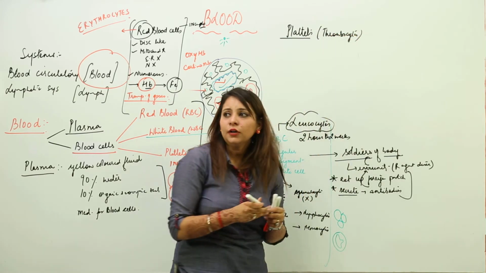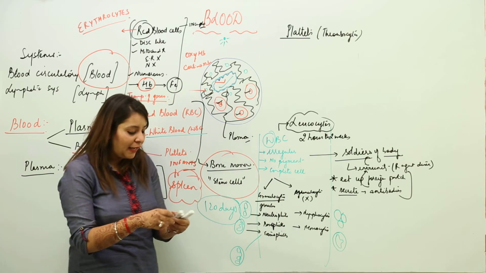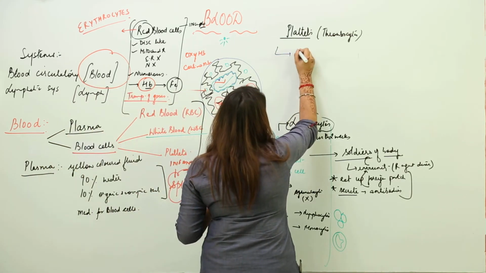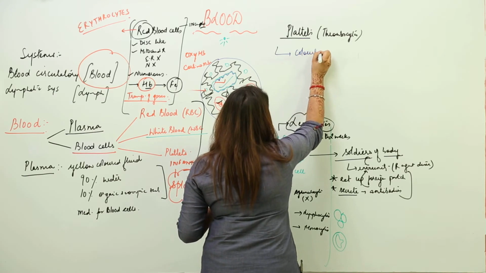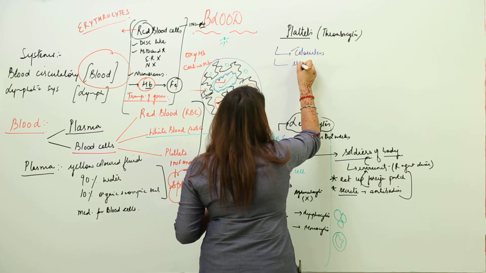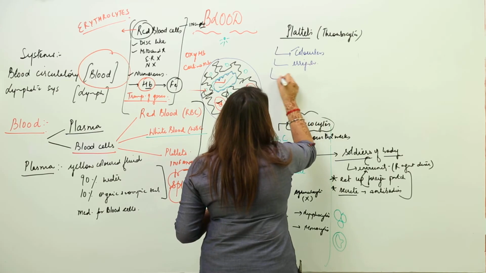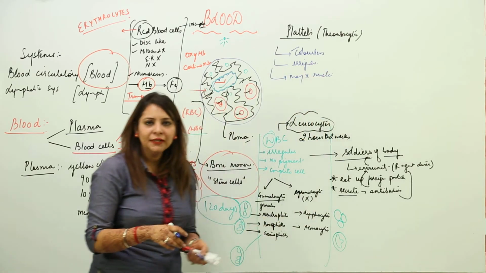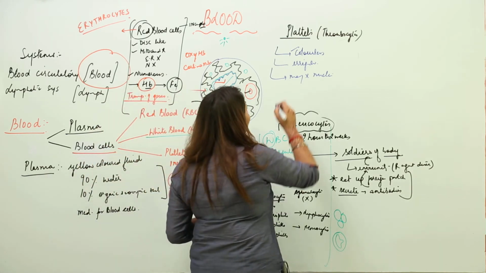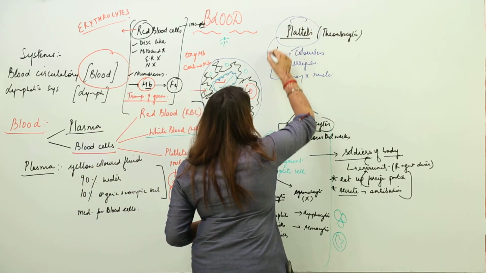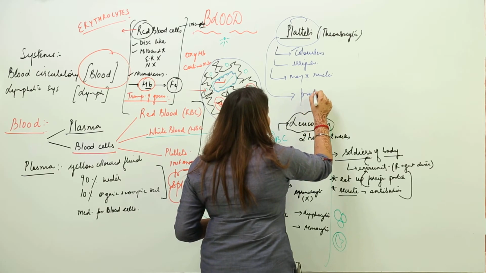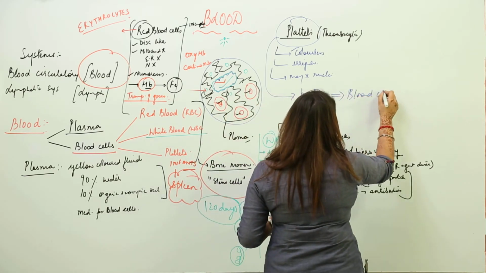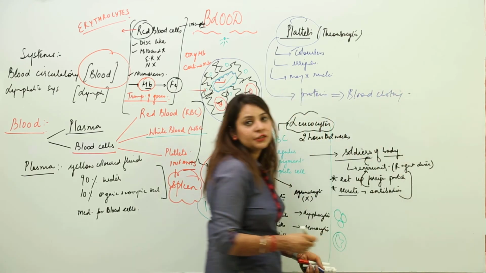Now let's talk about how they look. They are colorless, irregular in shape, and may or may not have a nucleus, but most times they lack a nucleus. Their main function is that they synthesize certain proteins which perform an important function, that is blood clotting, which is a very important task.